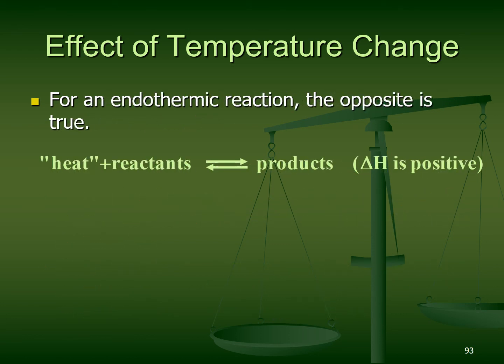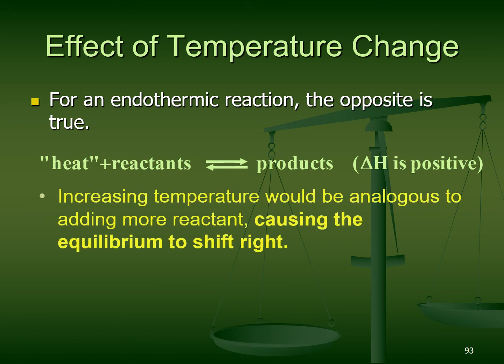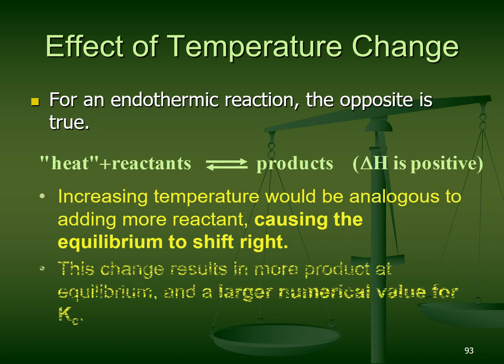So in this example, heat is a reactant because it's an endothermic reaction, or delta H is positive. So in this case, increasing the temperature would be analogous to adding more reactant, which means it will shift to the right and create more products. So this is one way, if you have an endothermic reaction, you can create more products by increasing the temperature. Of course, if you decrease the temperature, it will shift toward the left. Increasing the temperature would be the same as increasing the Kc for an endothermic reaction, and so that's what happens.